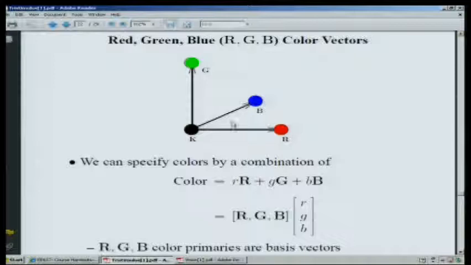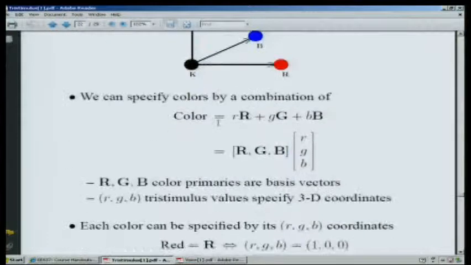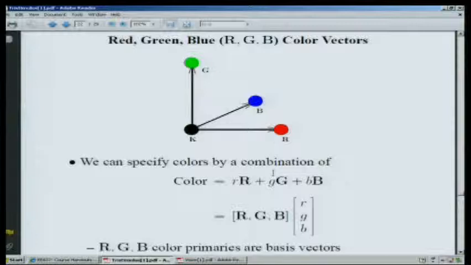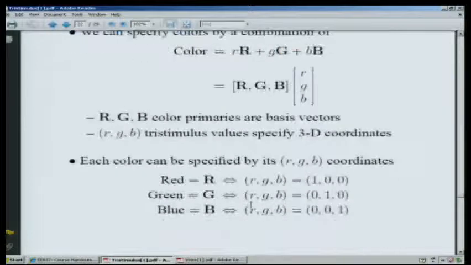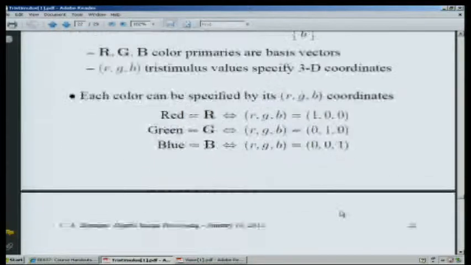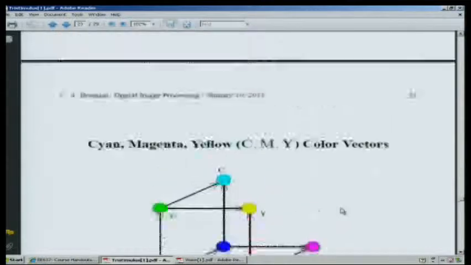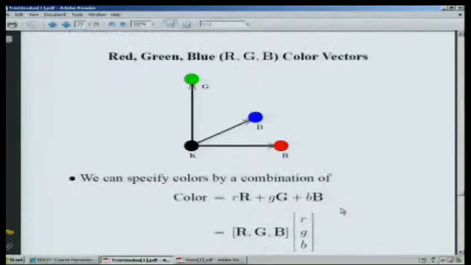If you add red and blue and green in an emissive display, the light is adding together. So in that case, you have these three basis vectors associated with red, green, and blue, and the color is a linear combination. That's what we've talked about so far. So in this coordinate system, red is 1, 0, 0, green is 0, 1, 0, and blue is 0, 0, 1.